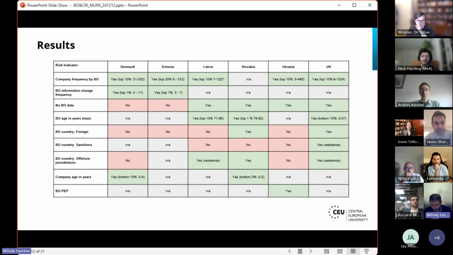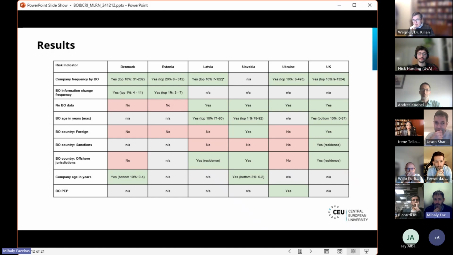So here are our results very briefly. You have the countries in the columns and the various indicators tested in the rows. The gray ones are the ones where we could not test the relationship because the BO data was not there, or it was largely missing from the procurement data. But there are quite a few green cells. These are the ones where we could find the relationships as we expected, and the red ones are the ones where we found the opposite or insignificant relationship.